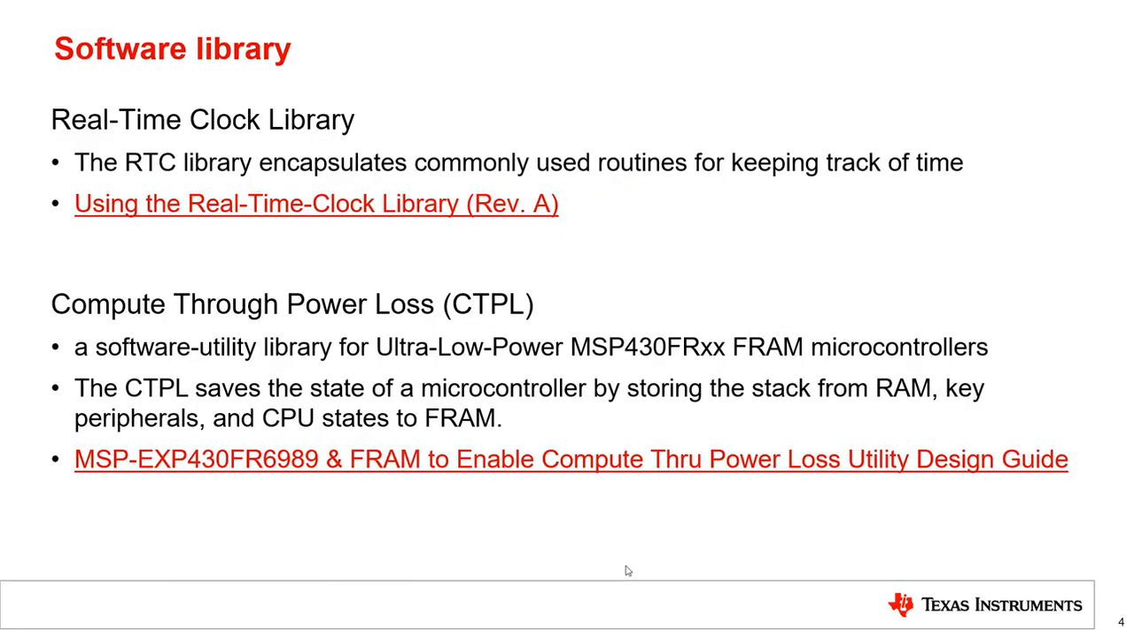The following describes the software library used in the example code. Real-time clock library is a TI library for calendar functions. It defines variables for storing calendar information and functions for updating calendars. Compute Through Power Loss is a TI library used in LPM3.5. CTPL uses the feature of FRAM not to lose data when it is powered down.